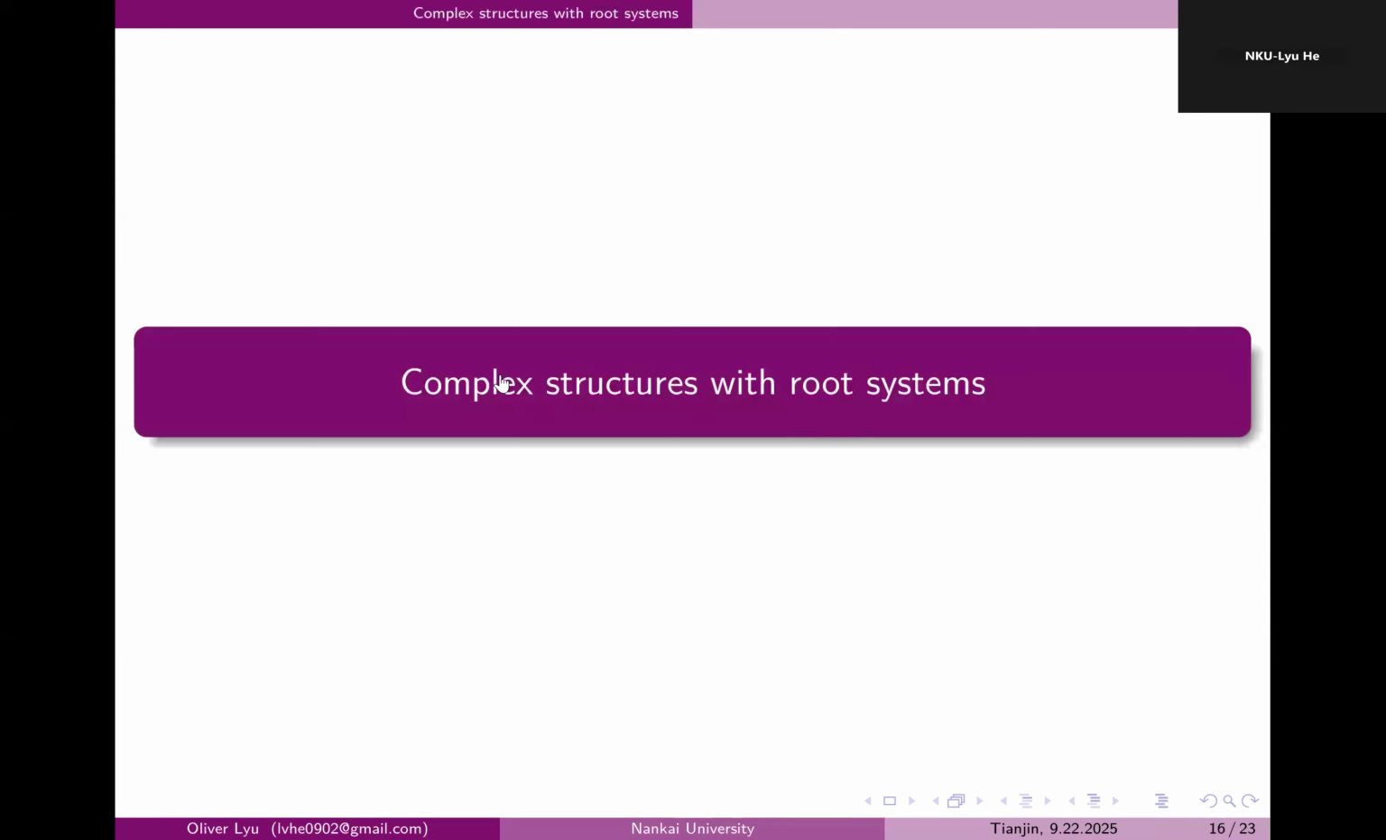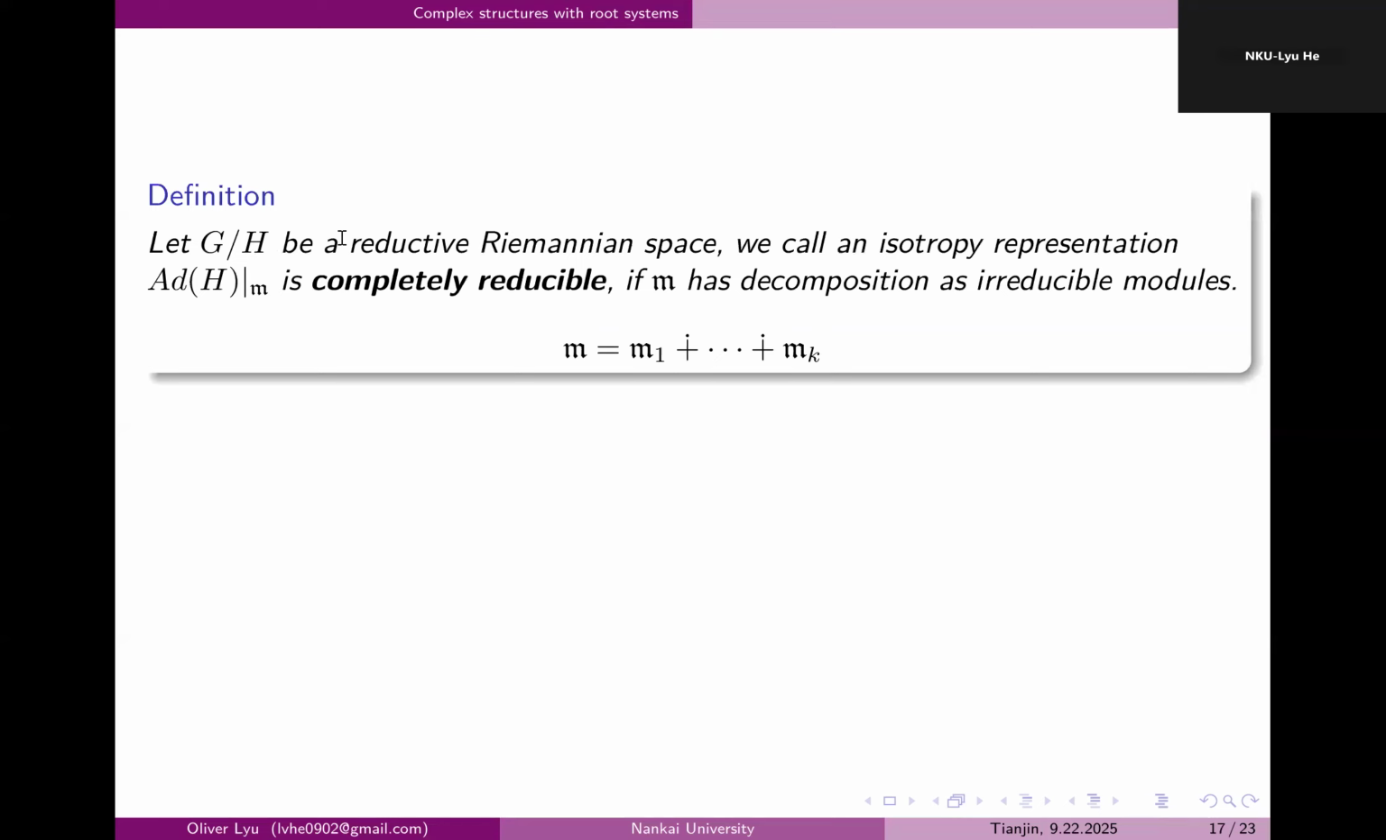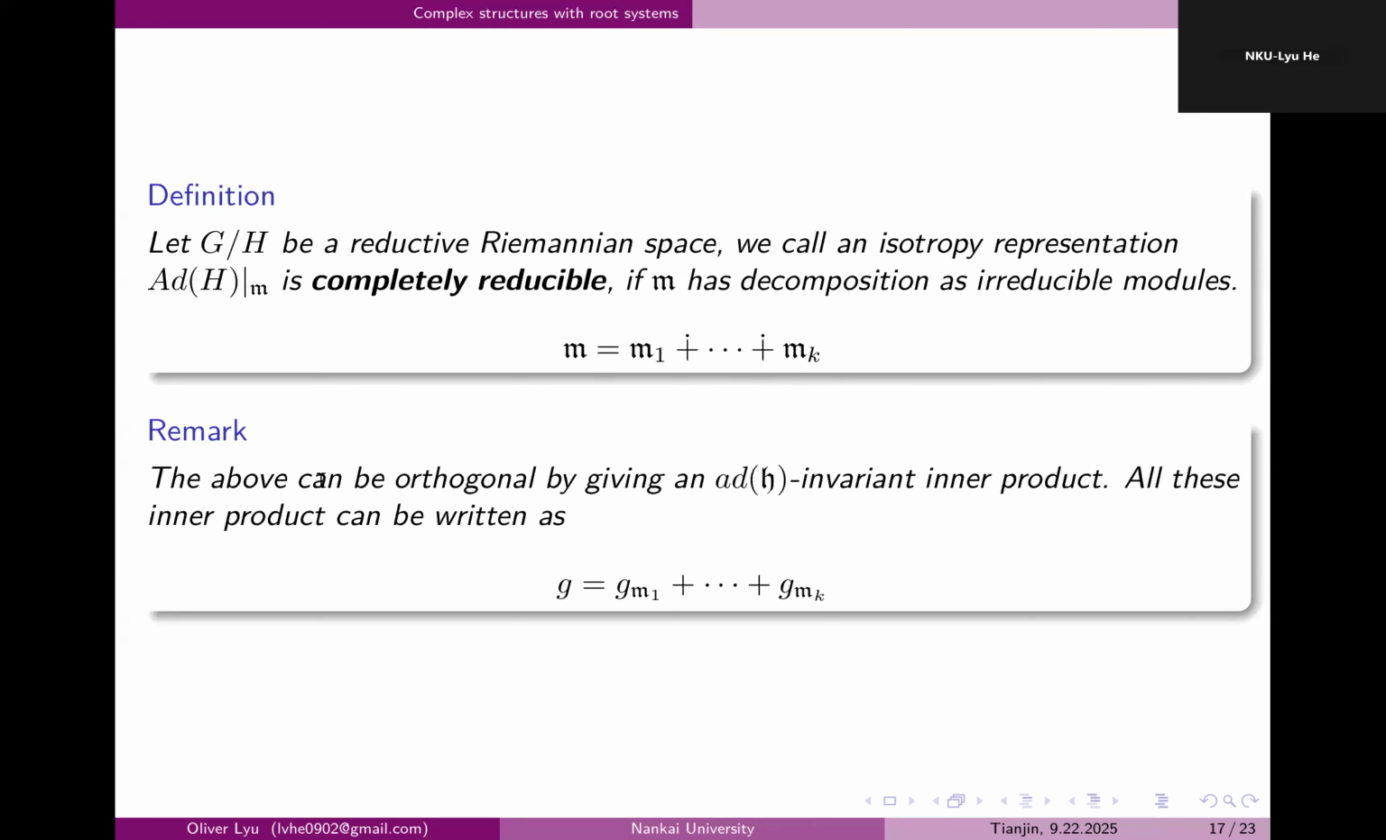Okay, let's make examples to see how the Lie algebra structures work on the manifold level. Let's make some definitions. Let G mod H be a reductive Riemannian space. We say the isotropy representation ADH is completely reducible, it's nothing but a representation and a module setting, if M can have a decomposition into irreducible modules in this way. And the above can be made orthogonal by giving an ADH invariant inner product.